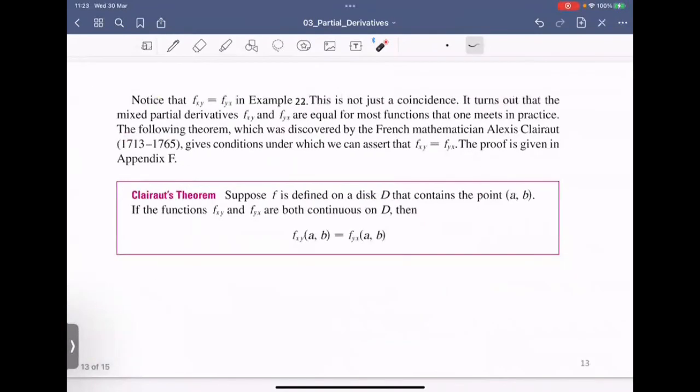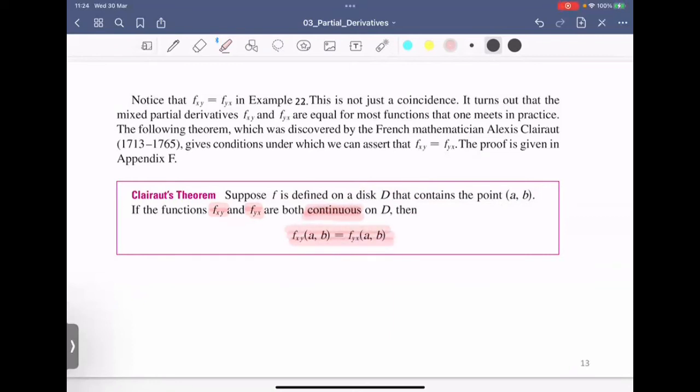Okay. All right, so this is the Clairaut theorem that I just told you before. If you have a function f defined on a disk D that contains the point (a, b), so you need a neighborhood that contains the point (a, b), and if the functions fxy and fyx are both continuous on D, then fxy and fyx are equal to each other, which means as long as you know that the second derivatives exist and they are both continuous, they are equal to each other.